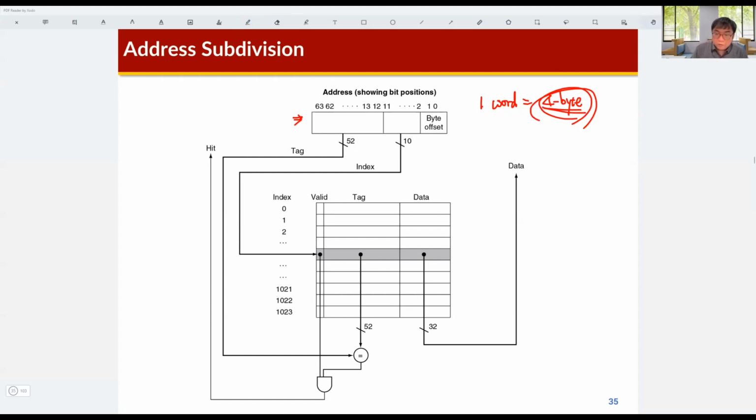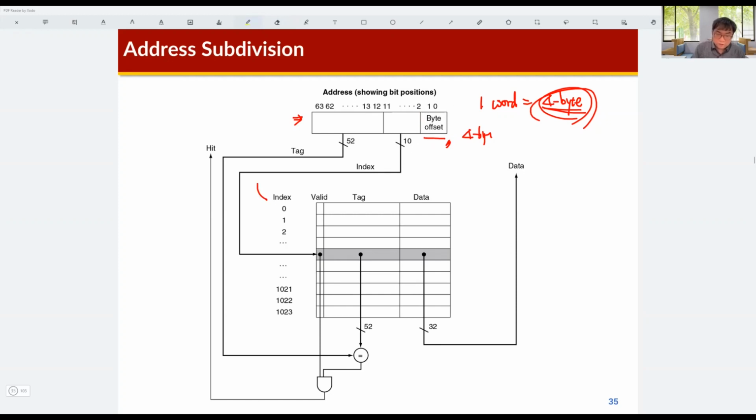So we just ignore this byte offset part in the cache, because in a single cache block, 4 bytes of data is stored. So in a cache, the addresses that are multiples of 4 are stored. So we can just ignore this part because the size of a single cache line is 4 bytes. And this part is called the byte offset.